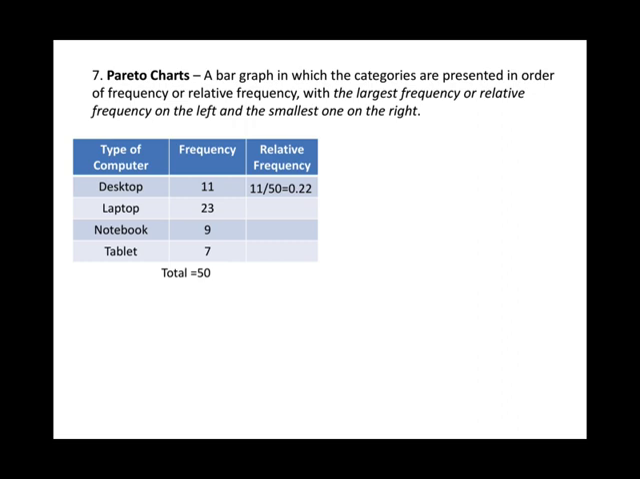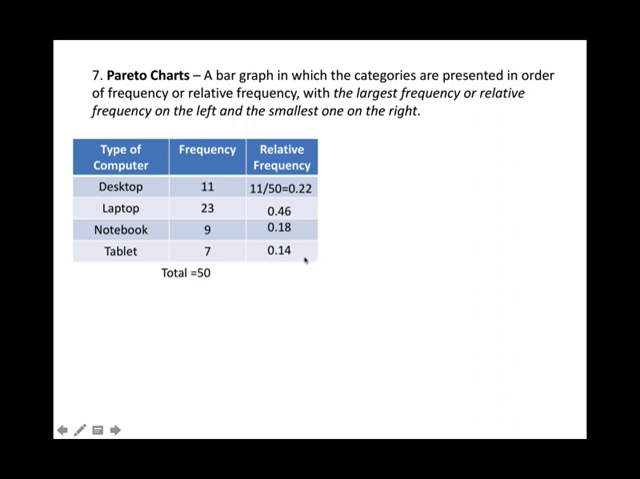Okay, check your work. Okay, after we complete this table, we will try to construct a Pareto chart here. So, which type of computer has the highest relative frequency? Okay, which one has the highest relative frequency? So here you could see the laptop has the highest frequency. So we will put the laptop on the left here. And then the next one will be the desktop, because the desktop is 0.22. And then that will be the notebook, and the last one on the right-hand side should be your tablet.